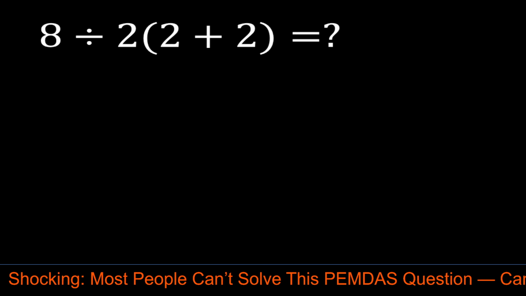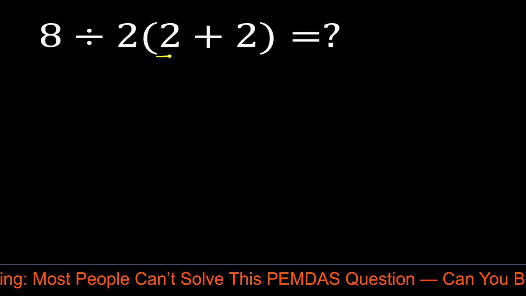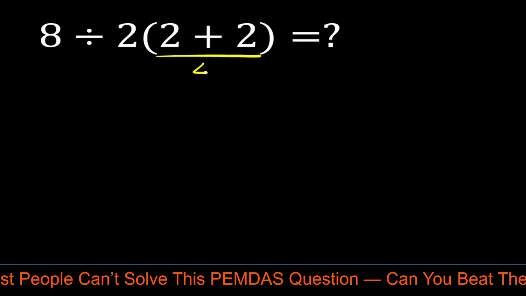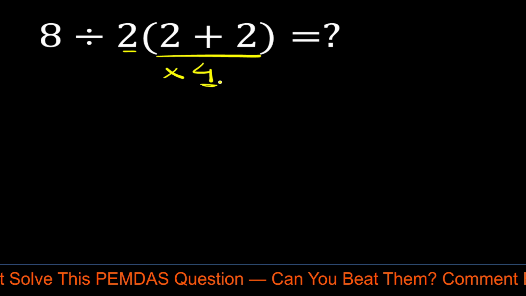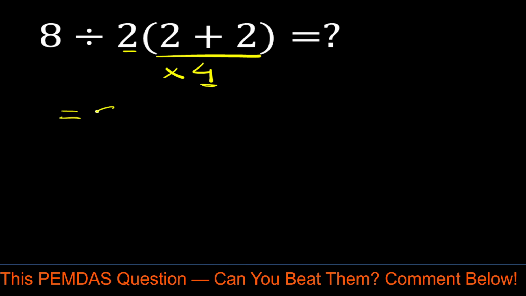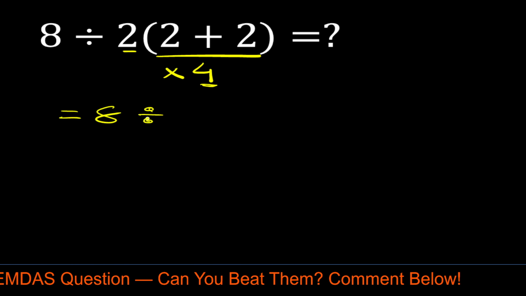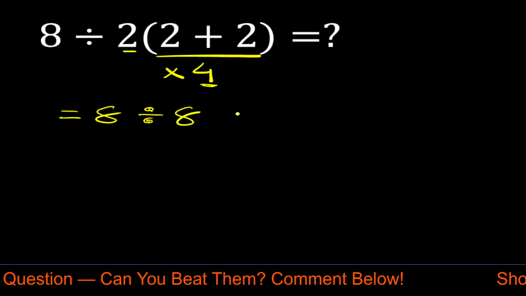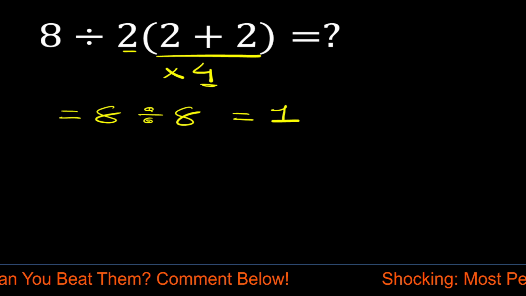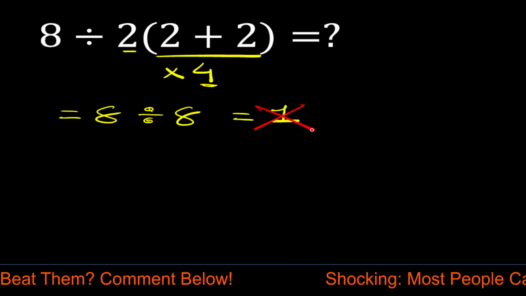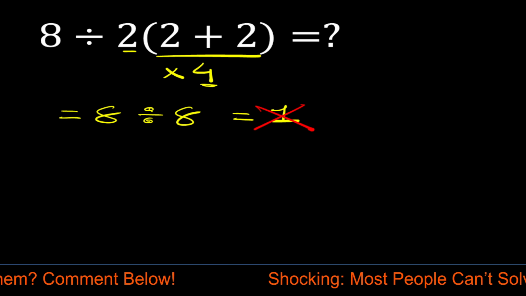So most people solve this question like 2 plus 2 is equal to 4. Now 2 times 4 is equal to 8, right? So now 8 divided by 8. So 8 divided by 8 is equal to 1, right? But this answer is not correct. This answer is completely wrong.